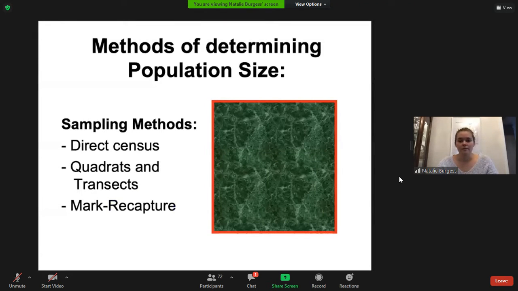So how do we determine population size? There are 3 main sampling methods. You have direct census, quadrats and transects, and then mark recapture. Going through the 3, the most straightforward method of figuring out population size is direct census. Once you've figured out what the given area is, you actually go out and count the exact number of individuals of your species in that area.